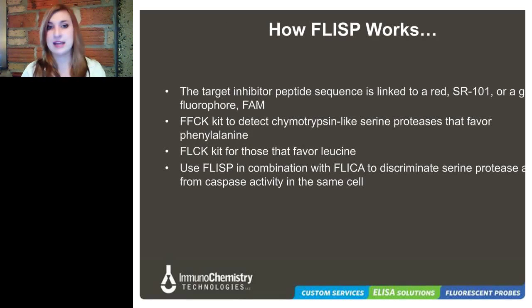So for our FLISP kits, you'd simply add the reagent directly to the cell culture media, incubate, and wash. Because ICT's FLISP inhibitors are cell-permeant, they will efficiently diffuse in and out of all living cells. If there's an active chymotrypsin-like enzyme inside the cell, it will covalently bind with the FLISP inhibitor and retain the green or red fluorescent signal within the cell.